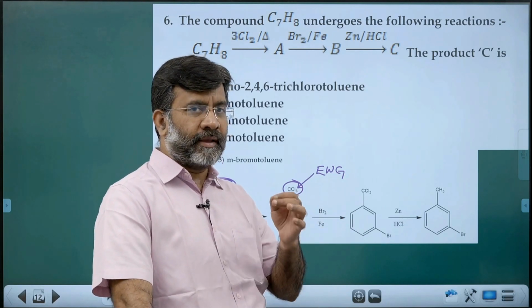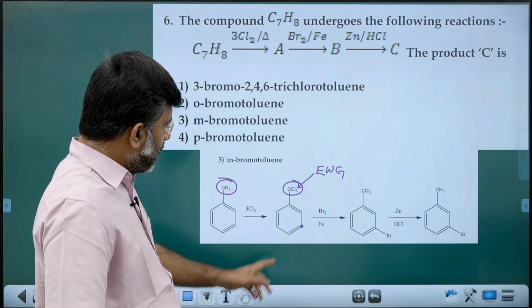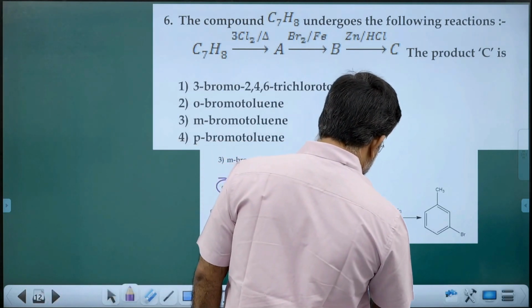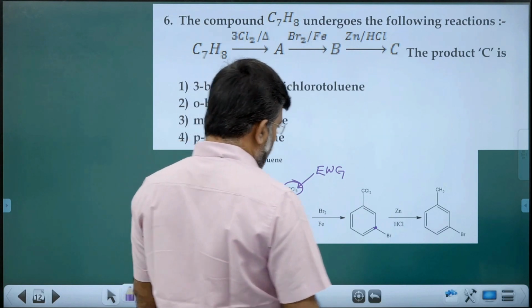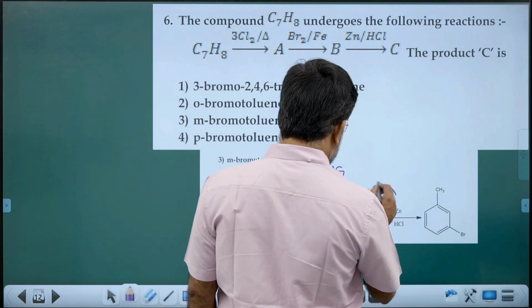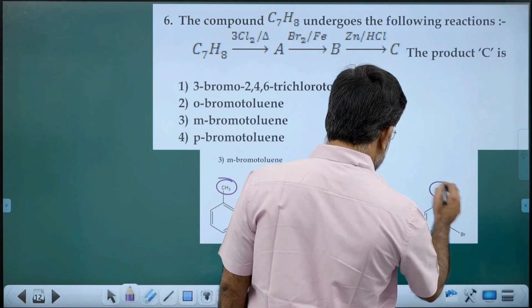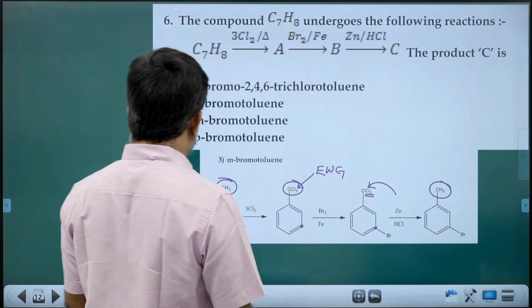So it is providing meta-directive nature and the bromine comes at a meta position and you are getting CCl3 with the bromine coming at a meta position. And now it is reduction. The side chain will be reduced and this chlorine will be replaced by hydrogen and you get meta-bromo-toluene.